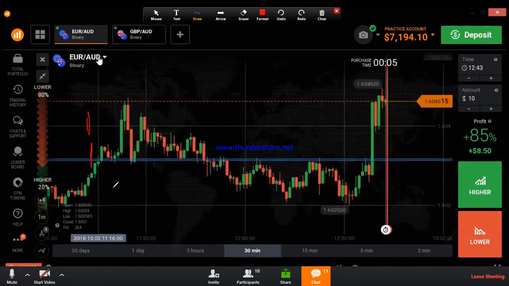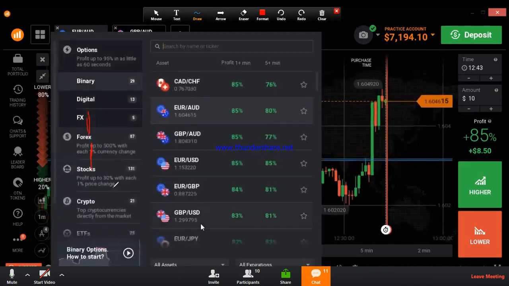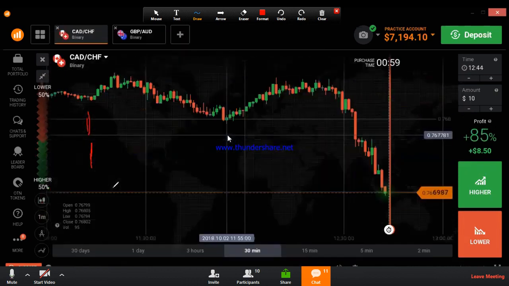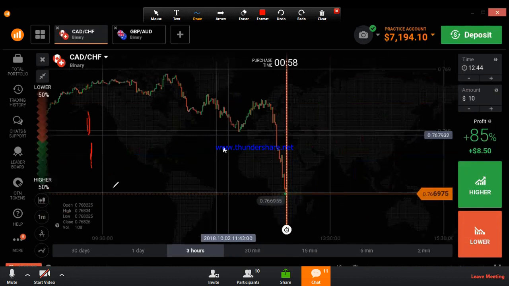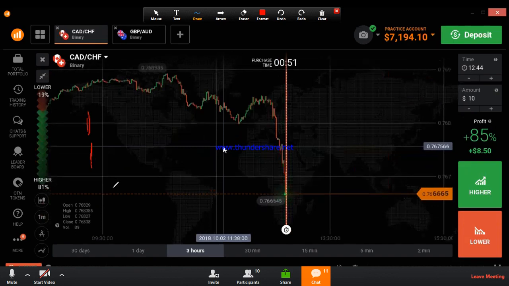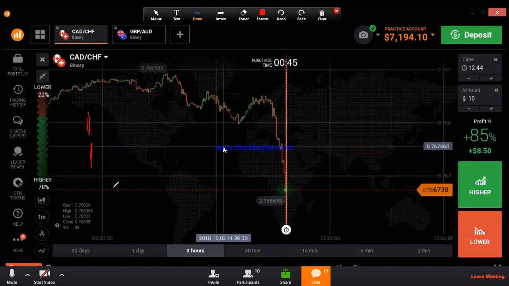so many pairs, right? You have so many pairs. In each pair, you will get so many strong levels, right? Not only one single level. You will get so many strong SNR points. So you have so many opportunities to trade. No need to worry about anything, and no need to wait for anything.